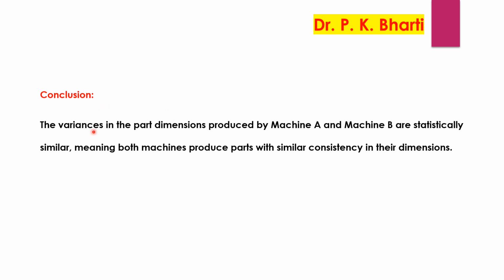From this test, we can conclude that the variances in the part dimensions produced by machine A and machine B are statistically similar, meaning both the machines produce parts with similar consistency in their dimensions.